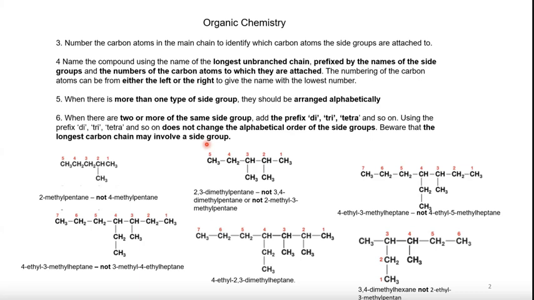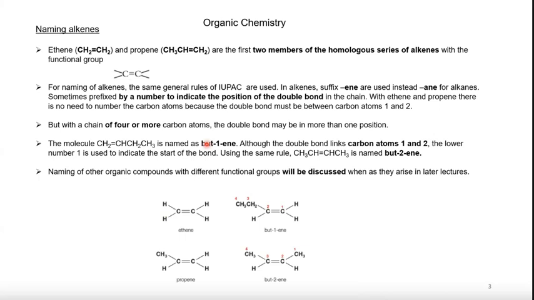Now I go for the next slides where we will be naming alkenes, another homologous series of hydrocarbon. So the rules applied for alkanes and alkenes are the same according to IUPAC. Only the branching, etc., will be a little bit different. Here, for example, the first two members of alkenes are ethene and propene. These two members we can name ethene and propene.